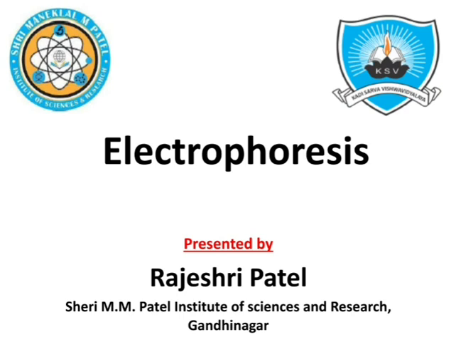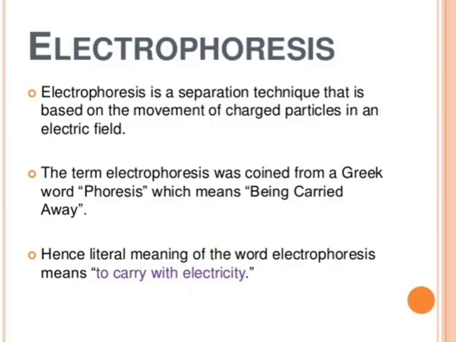Today I am going to discuss electrophoresis, and in this topic I am going to discuss the basic principle of electrophoresis. Now let's start with the definition of electrophoresis. Electrophoresis is a technique for separation of biomolecules based on their charge, size and shape under the influence of an electric field. The term electrophoresis was coined from a Greek word phoresis, which means being carried away, and the literal meaning of the word electrophoresis is to carry something with electricity.